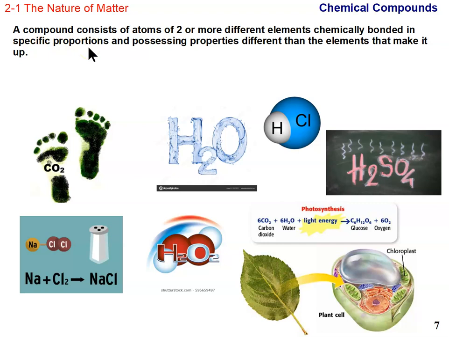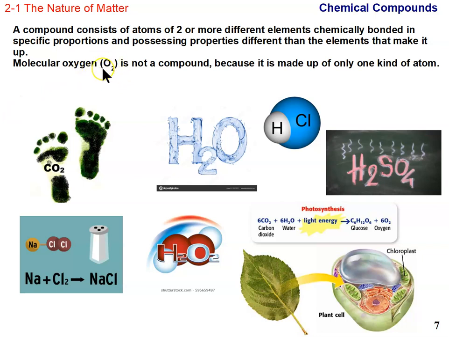in specific proportions. So if you change the number of the different kinds of atoms in the compound, then you now have a different compound. Different compounds are different because they have different proportions of different elements making them up, and possessing properties different than the elements that make them up. We'll come back to that idea as we go through these examples. So that's a compound.